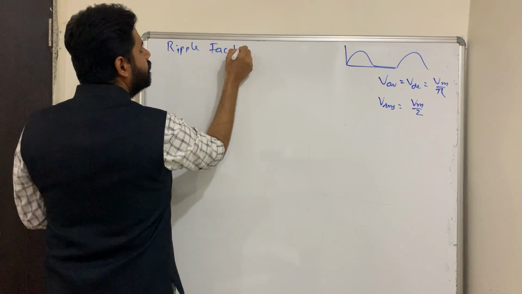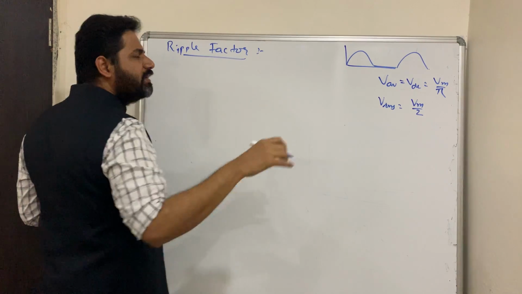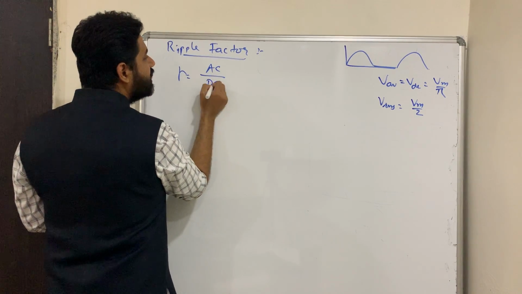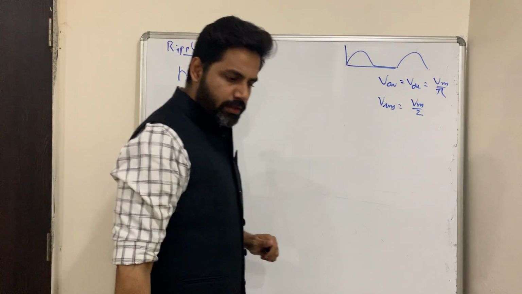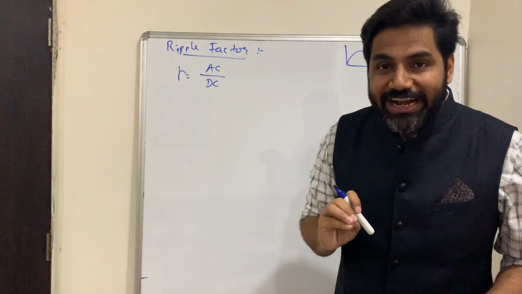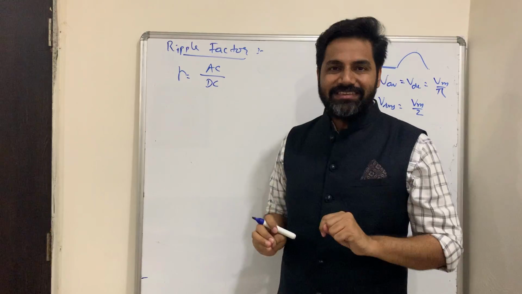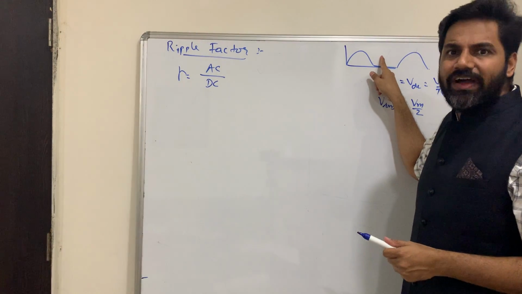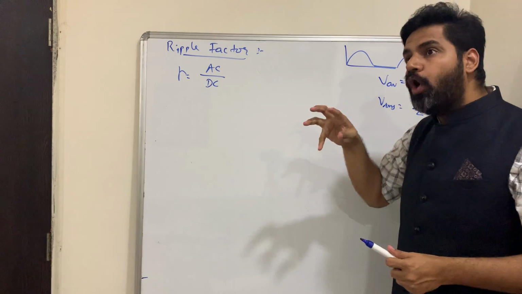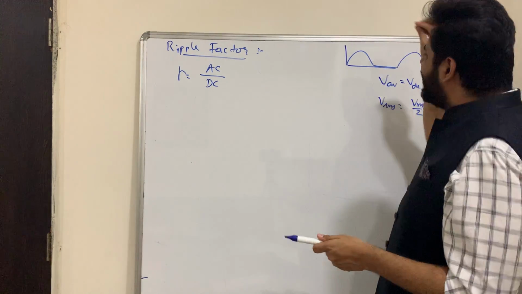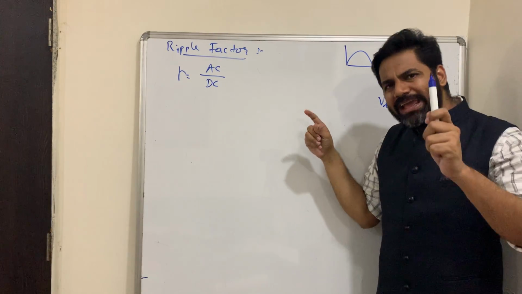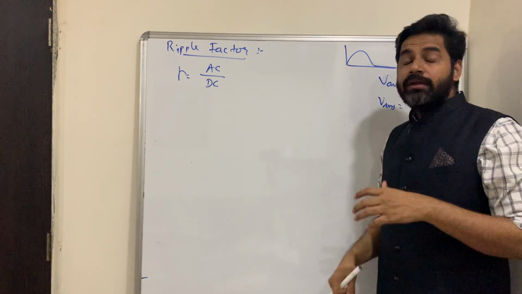Now what is a ripple factor? Ripple factor is nothing but the ratio of AC component to DC component in this output waveform. What is the work of a rectifier? It converts an AC quantity into a DC quantity. But when I get the DC quantity, it is not a pure DC quantity. Apart from the DC component, there is some AC component available inside it.